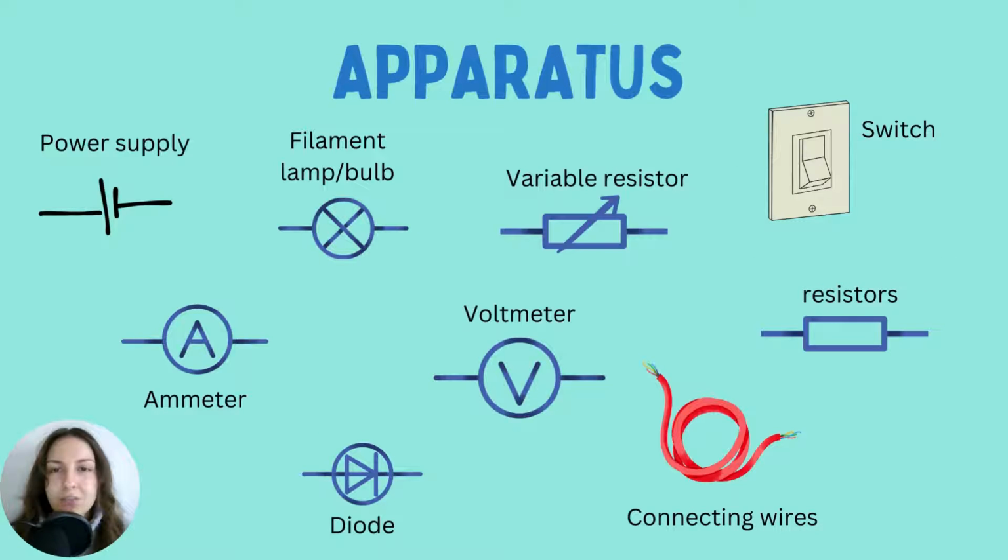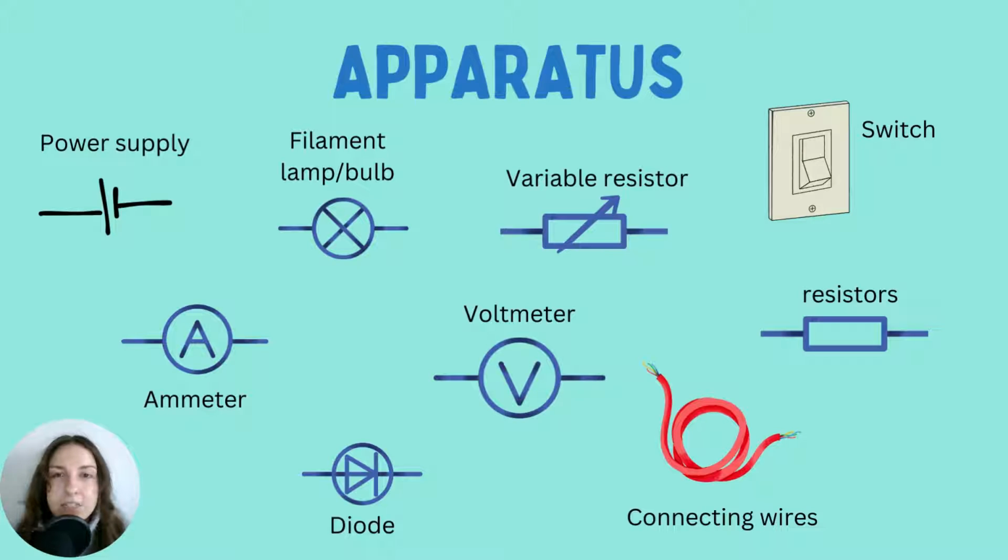So, the apparatus or the equipment you'll need for this experiment is as follows. You'll need a power supply and you'll need your three components. So, you'll need your filament bulb or your lamp, which is shown in the circuit symbol there. You'll need your diode, which is shown with the circuit symbol there, and your resistor as well.